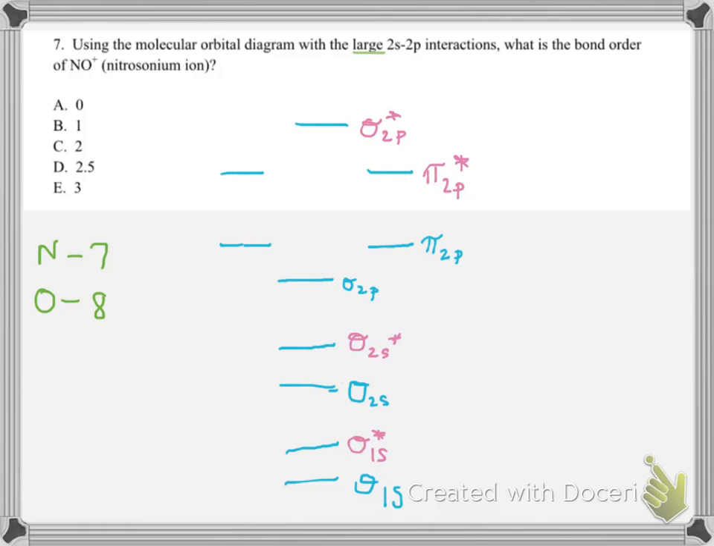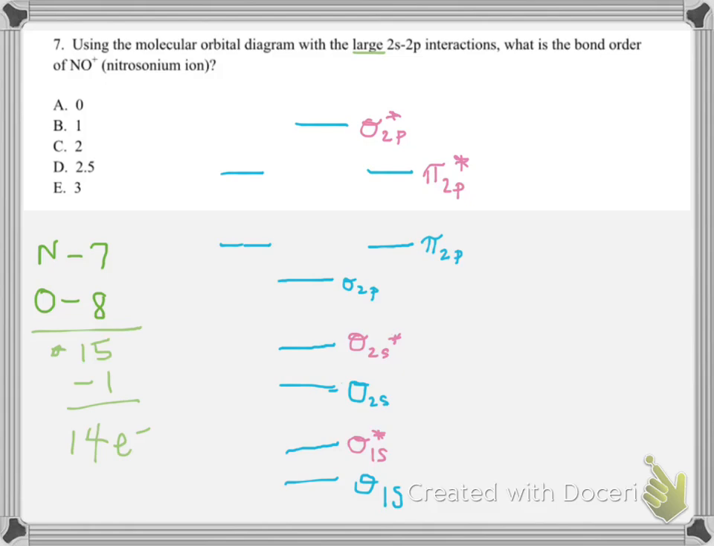Okay. So I'm going to count the electrons. We have our nitrogen electrons of 7. We have 8 from the oxygen. So here I have total electrons because I have all of the orbitals drawn. And we have a positive charge, so even though this would be 15 electrons, we'll have lost one. So we'll have 14 total electrons to account for.